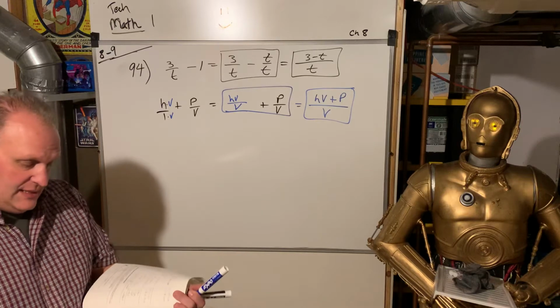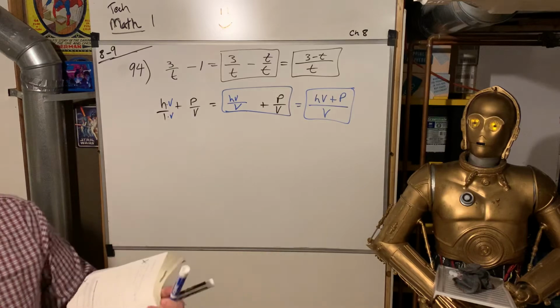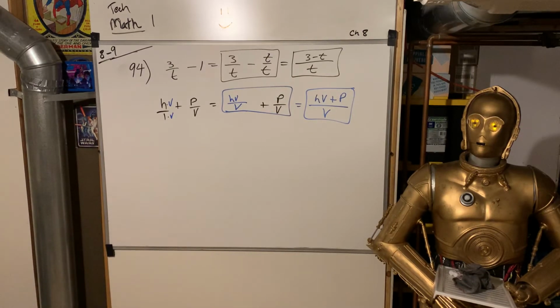Lovely. Let's look at a 10. How are we doing for time? Okay, we can get a 10 knocked out anyway.